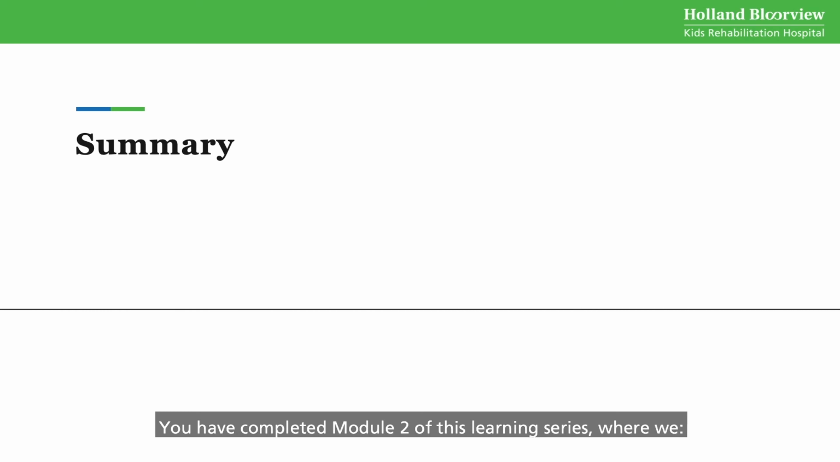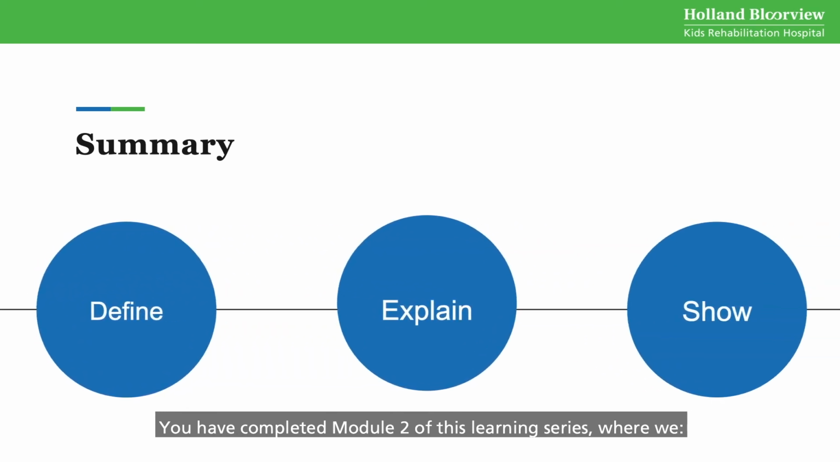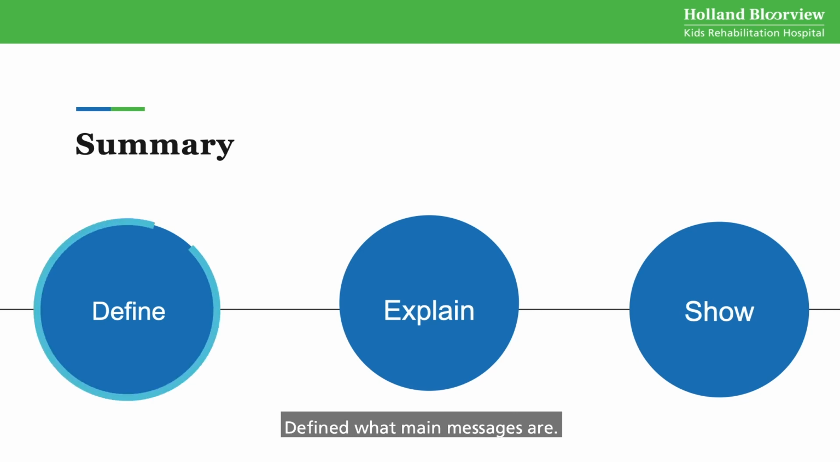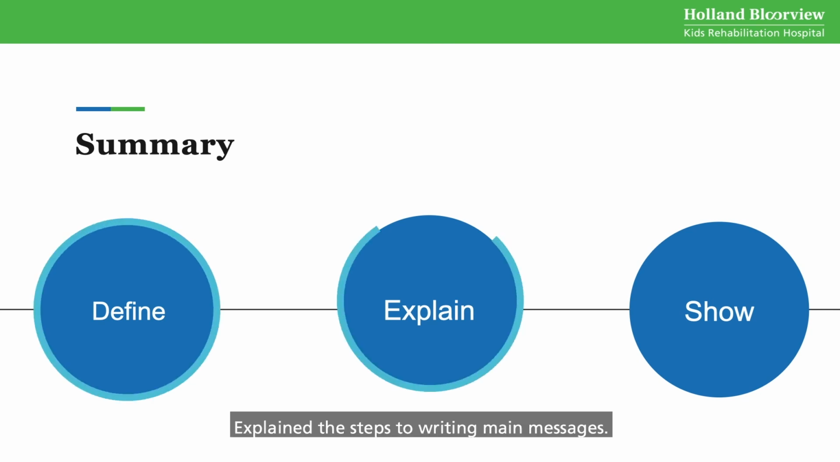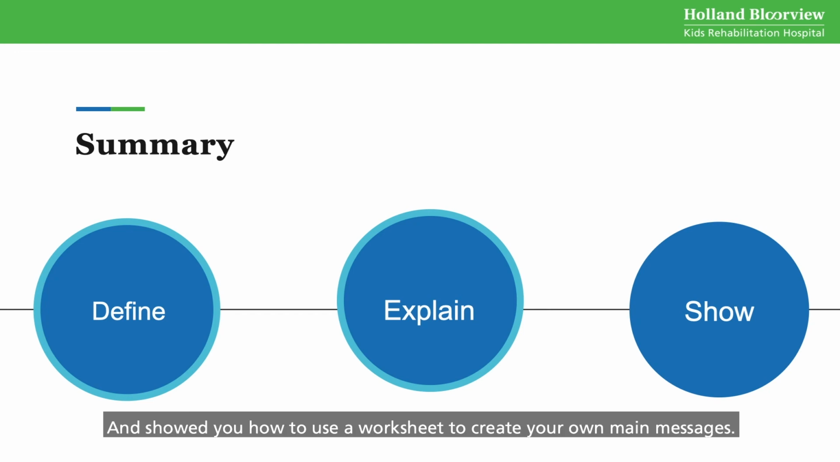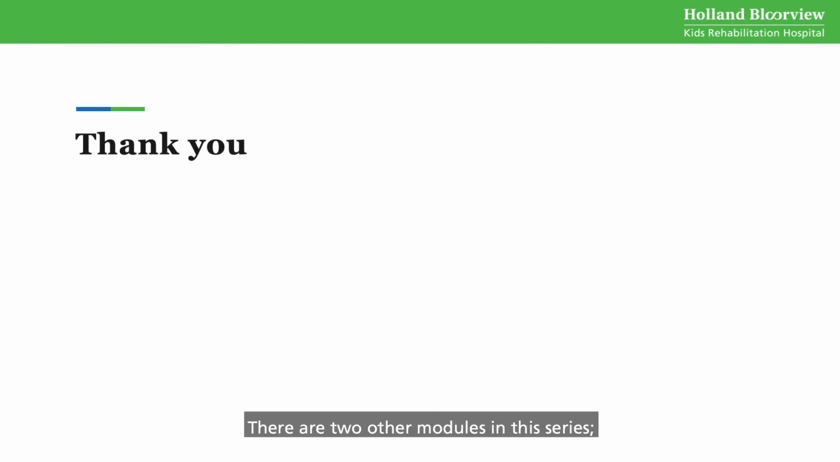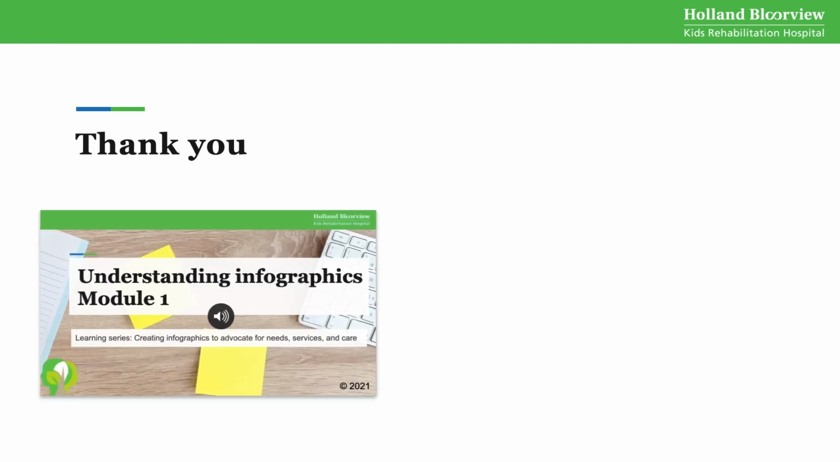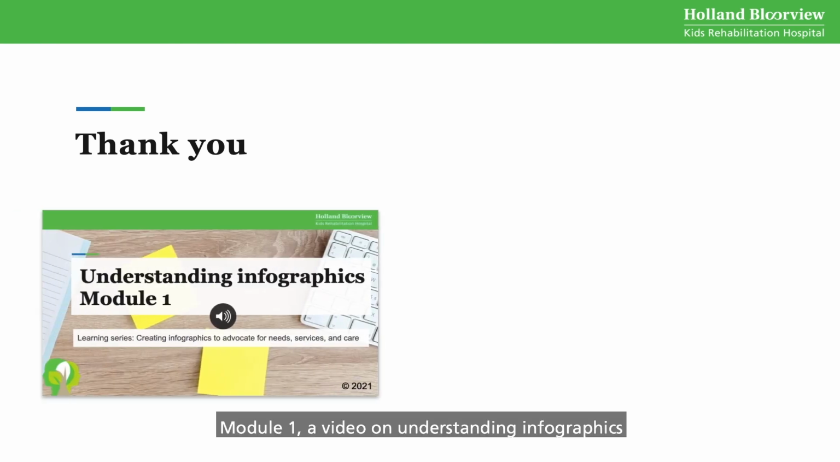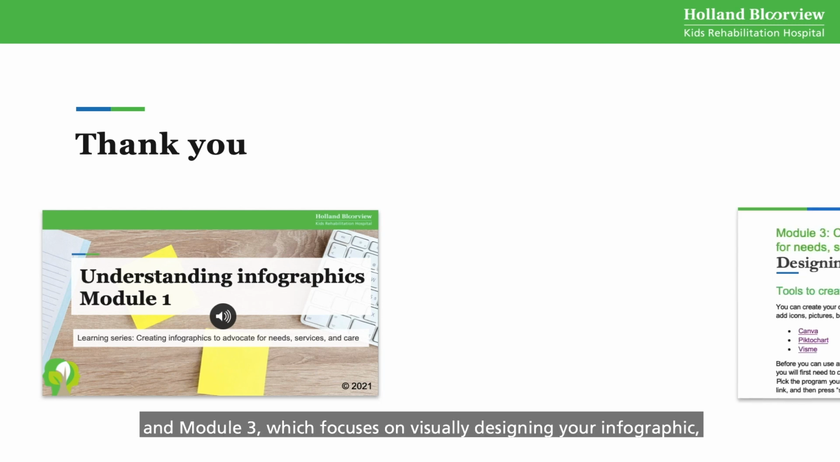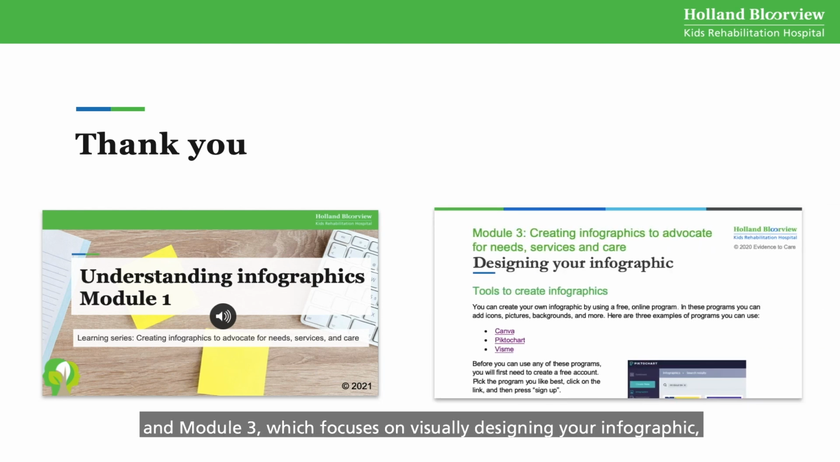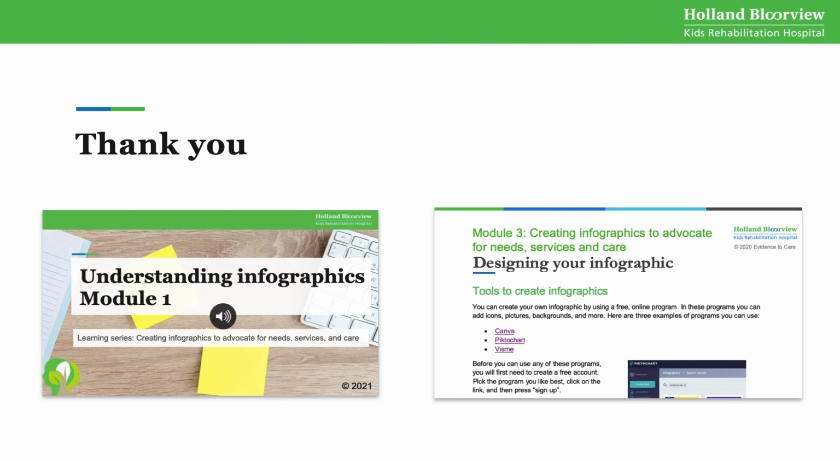You have completed Module 2 of this learning series, where we defined what main messages are, explained the steps to writing main messages, and showed you how to use a worksheet to create your own main messages. There are 2 other modules in this series. Module 1, a video on understanding infographics, and Module 3, which focuses on visually designing your infographic, which is a PDF. Thank you.